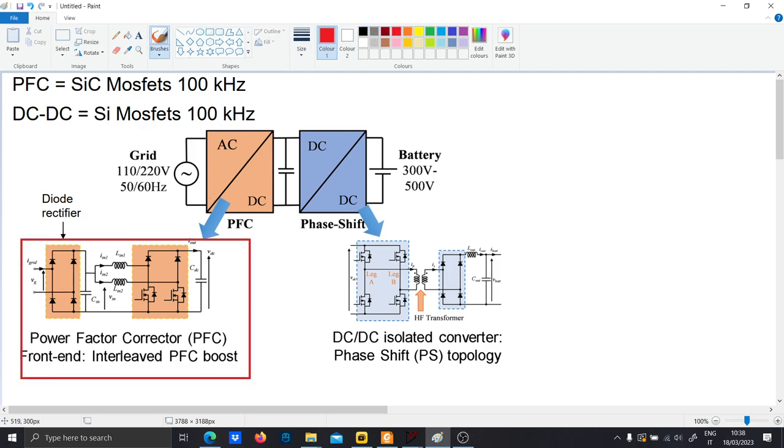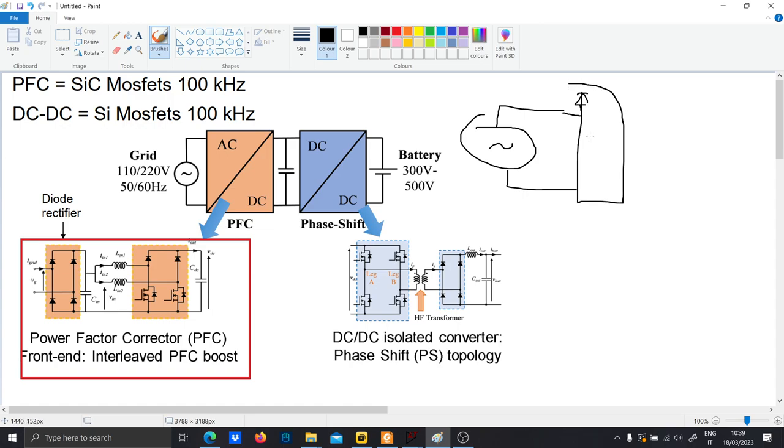So what is basically the problem in this topology, and why do you need a PFC? So what is a PFC in general? The basic problem is that at the input side you have an AC voltage like here, and after the rectification bridge, if you don't have something that behaves like a resistive load, there will be some lag between the voltage and the current, and this does not produce the maximum output power.